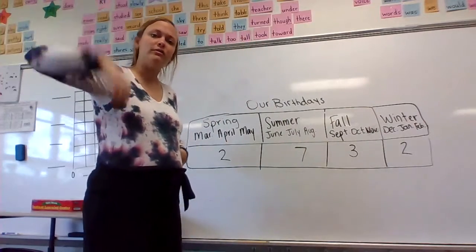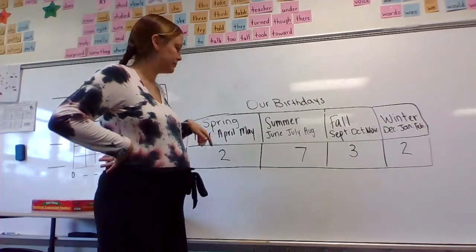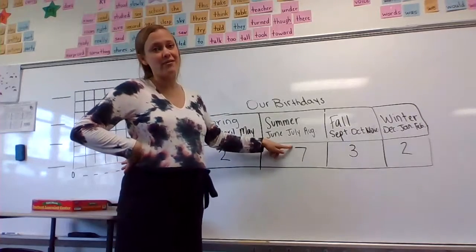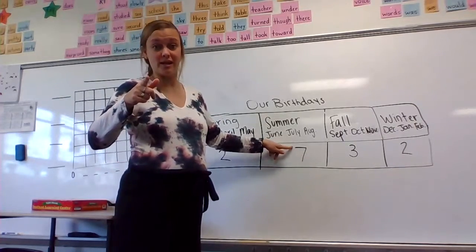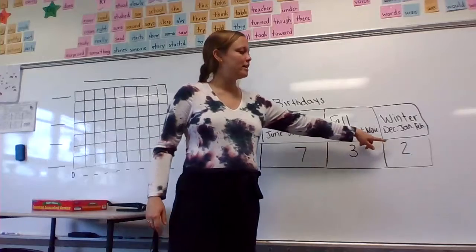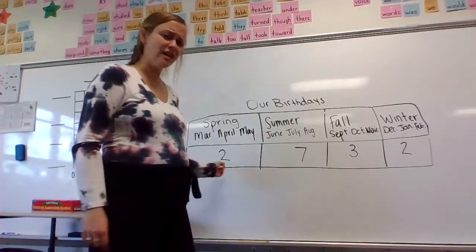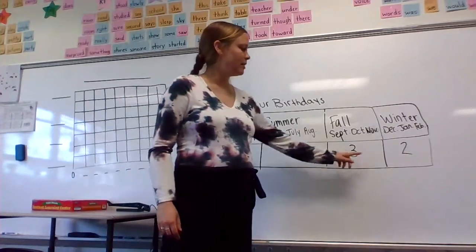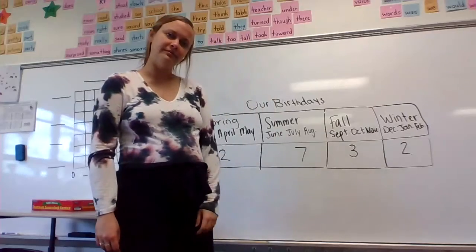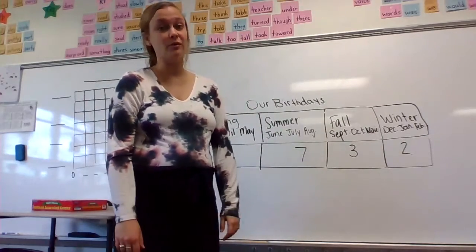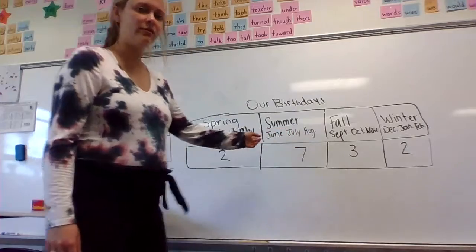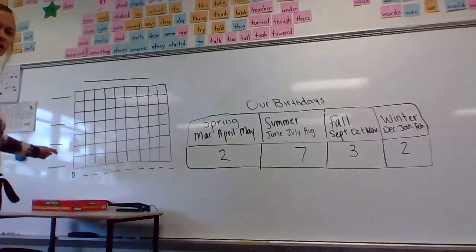And I already used our birthday wall in the back, and I counted it up. We have 2 in the spring, 7 in the summer. That's all you July birthdays out there. 3 in the fall, and 2 in the winter. And if you add all these numbers up, what do you think you'll get? The total number of students in our class, which is 14. So we're going to use this information and go over here and put it on this bar graph.